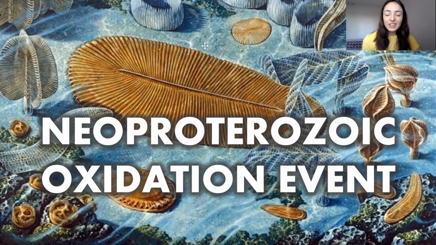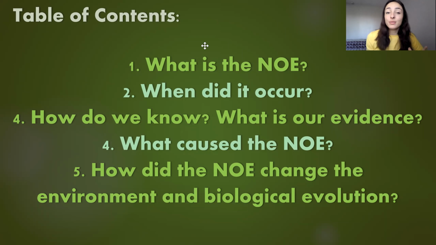So much more recent, and also distinct from the Great Oxidation Event, in that a lot of the things that caused this event were very different from what caused the Great Oxidation Event. So let's get started. Here's the outline of what we'll go over today. We'll go over what the NOE is, when it occurred, how we know, what our evidence is, what caused it, as well as how it changed the environment and biological evolution.